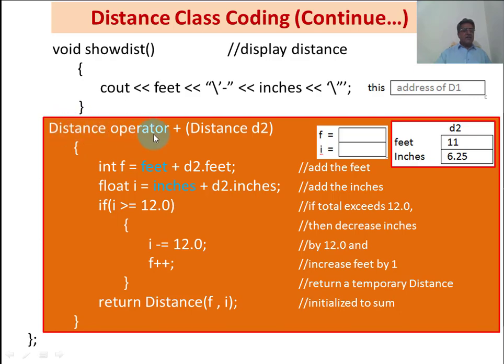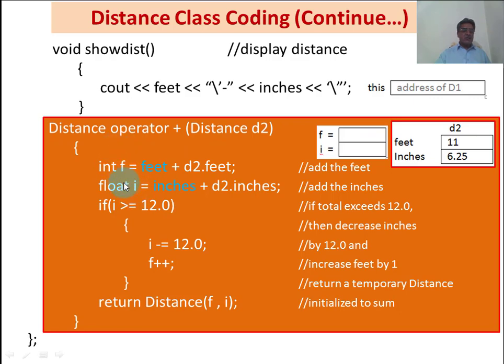It means this plus operator will return the value of an object to the main program. That is why we have used the class name here, because we are returning to the main program the value of an object. What is this? Here int f and float i, these are two variables. F is the integer variable and i is the float variable. These two memory locations are two local variables.